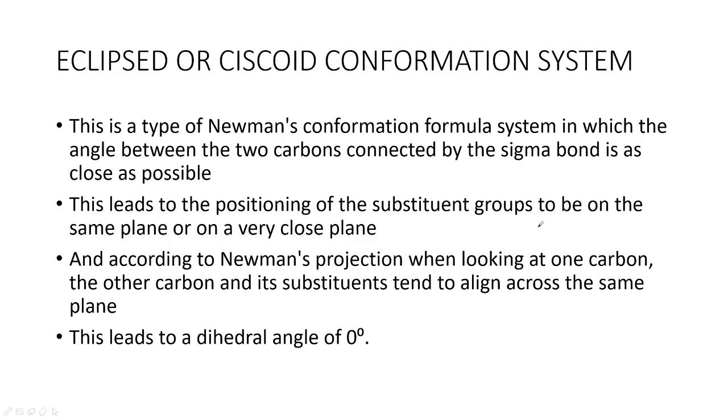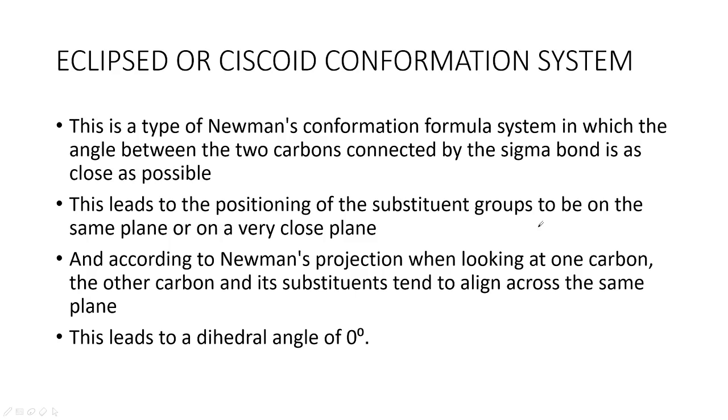This is a type of Newman conformation formula system in which the angle between the two carbons connected by the sigma bond is as close as possible. So close, the angle that joins the substituent is as close as possible. That means the angle that I'm talking about is the dihedral angle. This leads to the position of the substituent groups being on the same plane or on a very close plane.